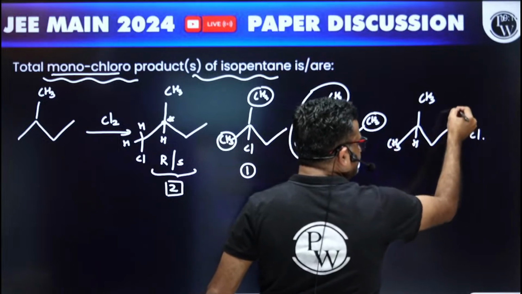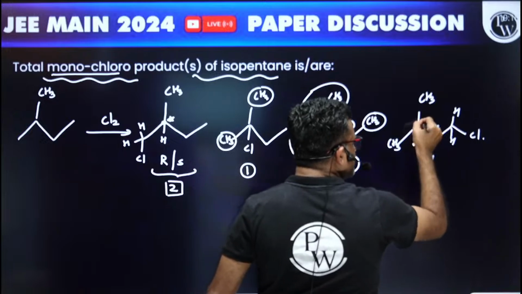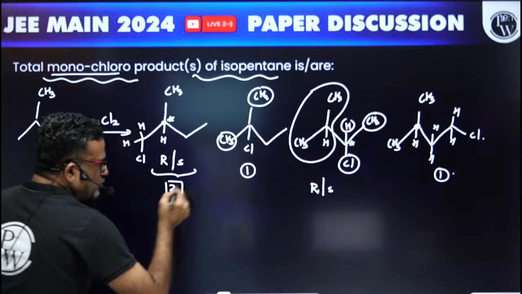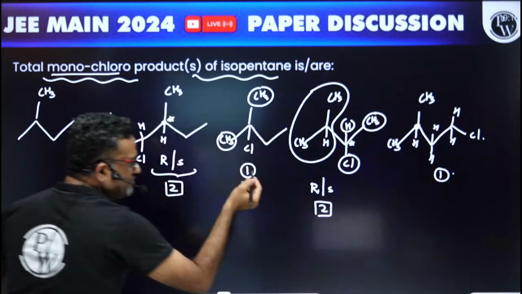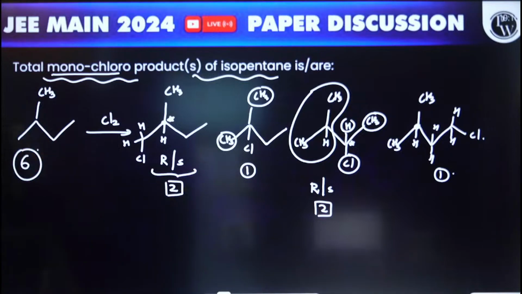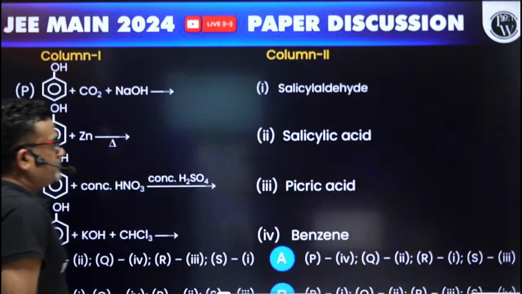Here again H and H, H and H. So here this is not chiral. So this would remain as 1. So total how many? 2 here, 1 here, R and S 2 here, 1 here. 3, 4, 5, 6. So 6 isomers you should be having. Is that clear? 6 products.